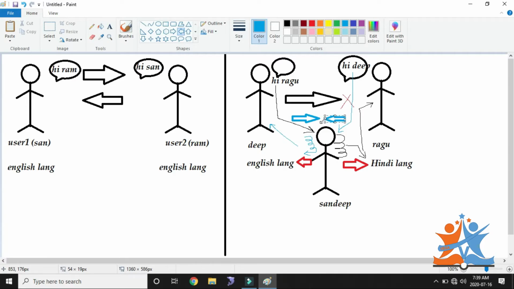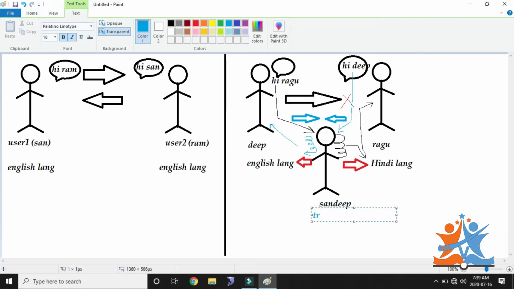This type of communication will happen in a smooth way by using an intermediate person. That intermediate person, I consider as a translator. Whenever there is a translator, the communication will go smoothly even when both the languages are different. So this is a scenario.